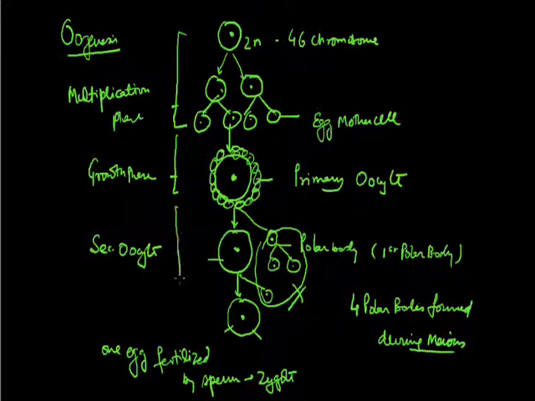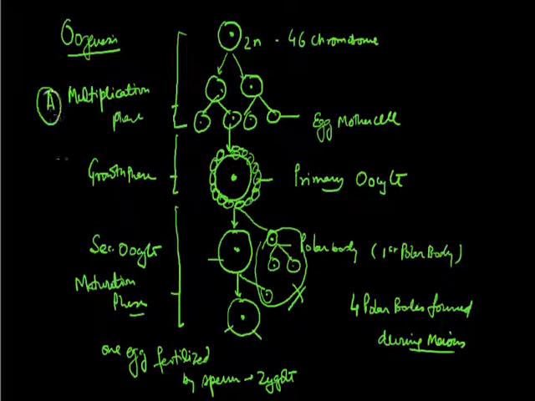The entire process of meiosis is known as maturation phase. So there are three phases of oogenesis. A is multiplication phase, B is growth phase, and C is maturation phase.